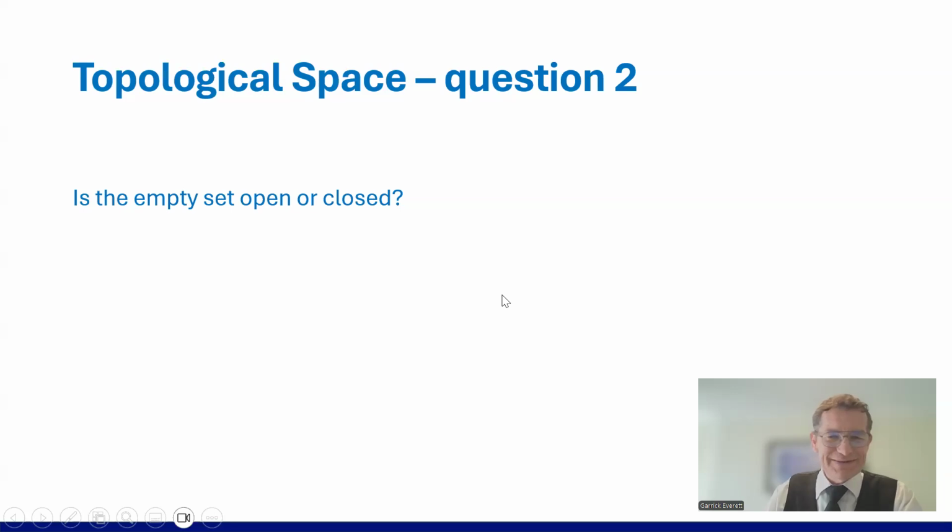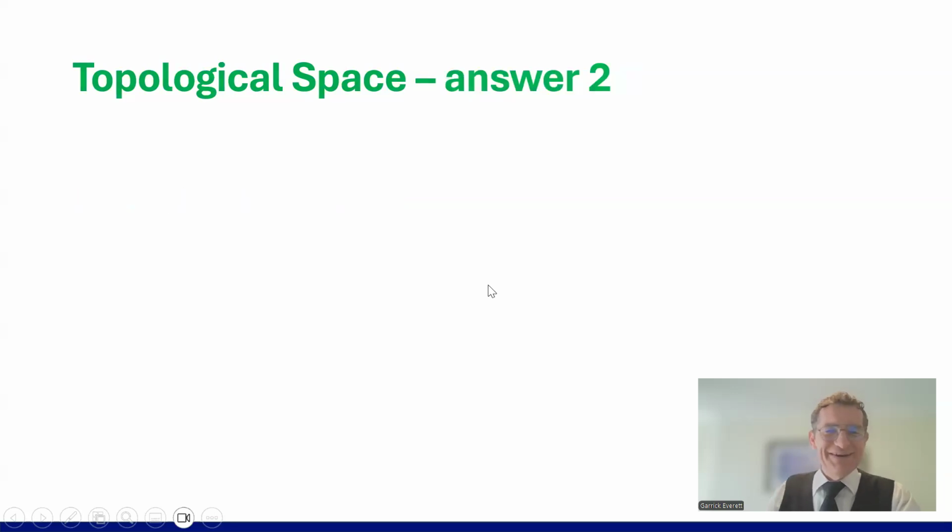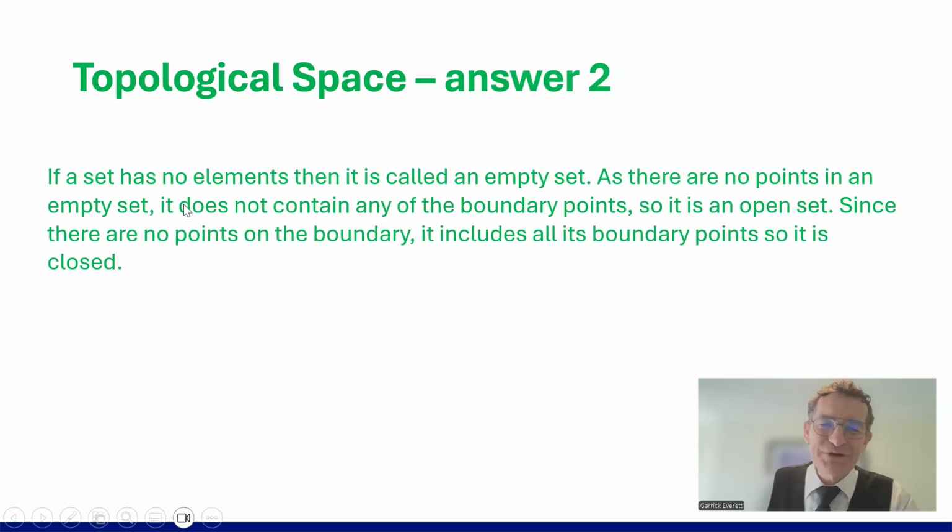And the answer is, it's both. If a set has no elements, and here's the logic, and I really, really like this logic. This is really good. If a set has no elements, then it's called an empty set, right? There's nothing in it. As there are no points in an empty set, it does not contain any of the boundary points. So by definition, it's an open set. Also, since there are no points on the boundary, it includes all its boundary points, so it's closed.